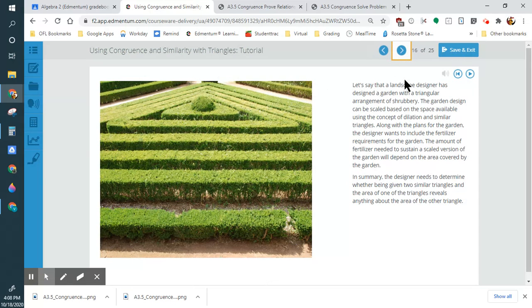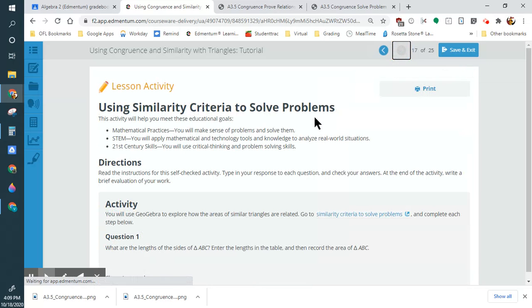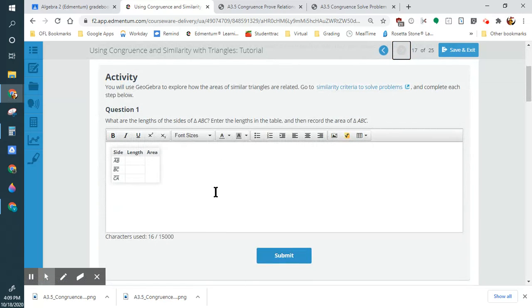Alright, so let's see landscaping. So this guy's going to do landscaping. He starts off with a small triangle, and the rest have to be similar. Otherwise, the path, these little spots, won't have the same distance. They'll be weird. You want to make sure they have the same height. So let's take a look here.